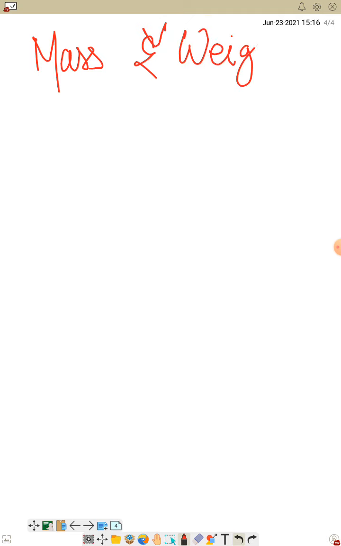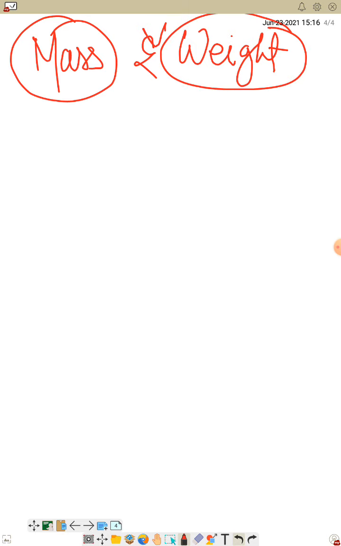Now, the next topic you need to discuss here is mass and weight. Very important topic, because till now you are confused that these two are not the same physical quantities.